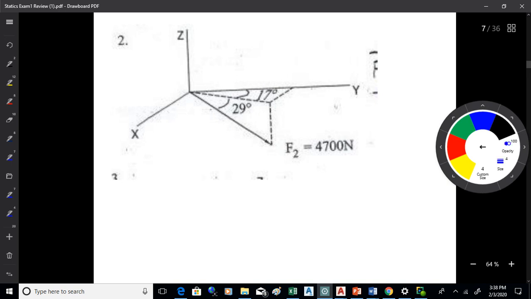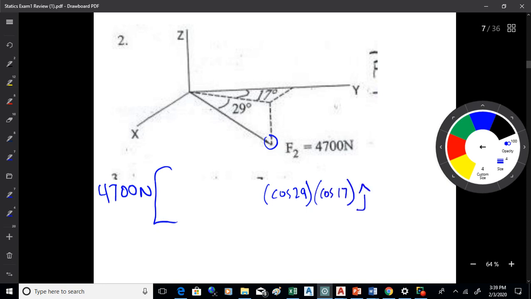So here's how we're going to approach that. We've got 4,700, and that's what you'll multiply through. Okay. Now let's start with the y-axis. This will be the j component. To get from here up to the y-axis, you're going to go cosine 29 to get up to the xy plane, and then cosine 17, and that'll be the j component. So 4,700 times cosine 29 gets you into the xy plane, and then if you project it onto the y-axis, it'll be times cosine 17.